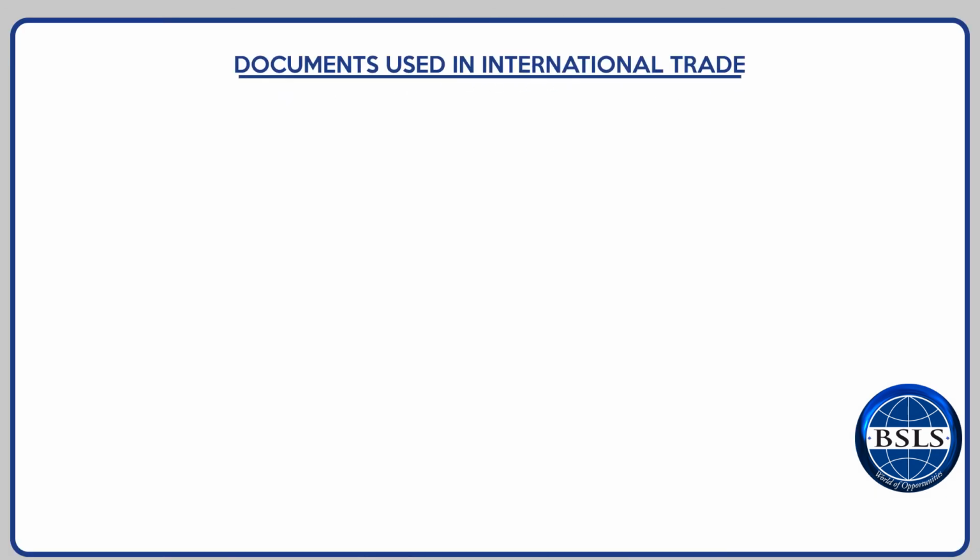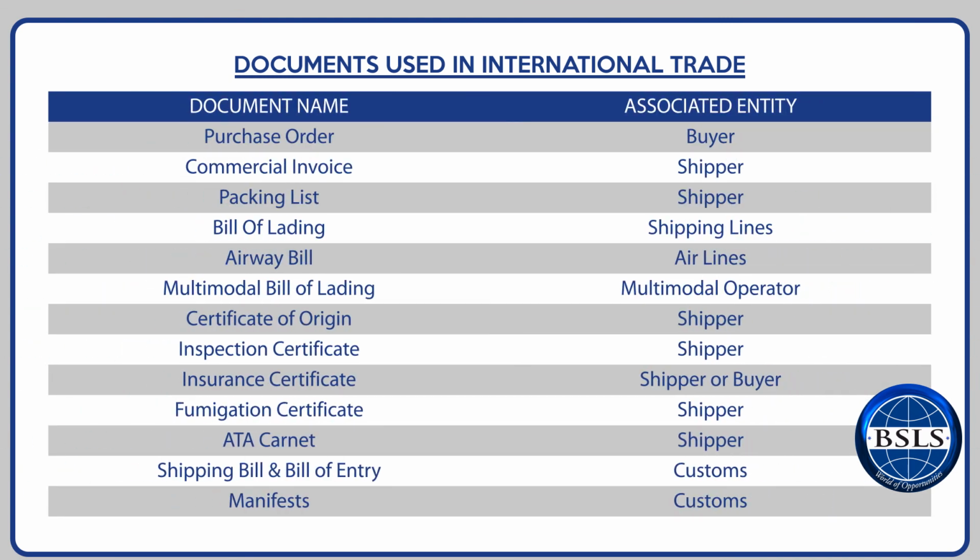So we have seen the different documents used by multiple parties for a smooth transaction in international trade. A buyer issues a purchase order, a shipper uses a commercial invoice and a packing list, a shipping line issues a bill of lading, an airline issues an airway bill, the customs uses documents such as the shipping bill, bill of entry and the manifests to monitor the trade, and also certain special documents such as the certificate of origin, the ATA Carnet and the fumigation certificate.